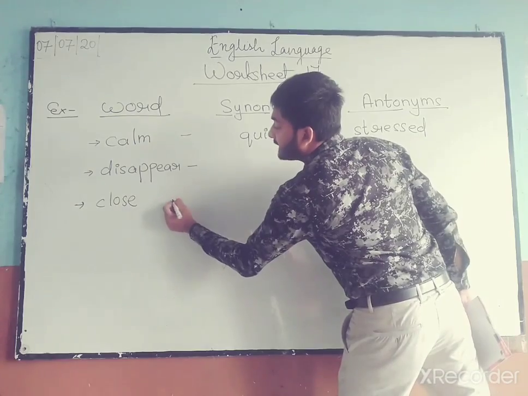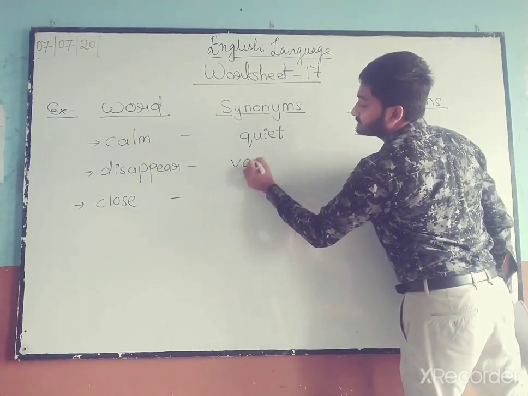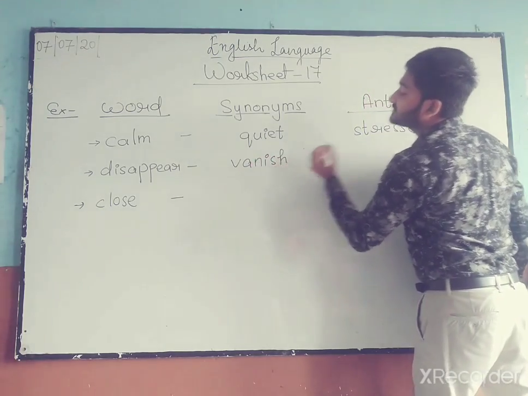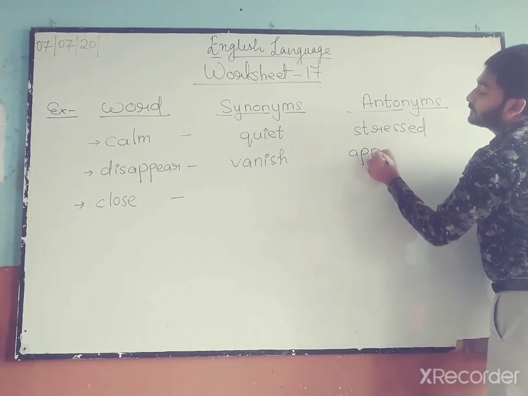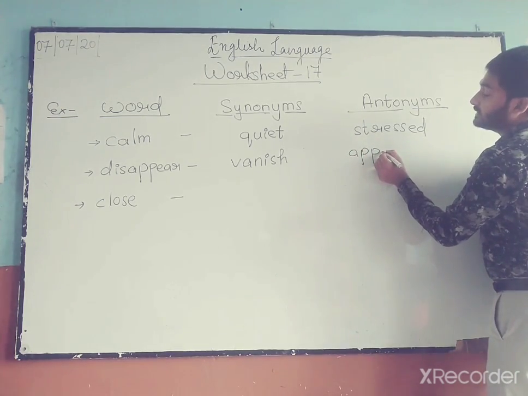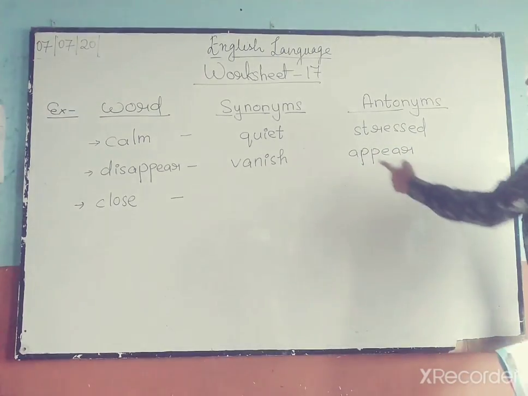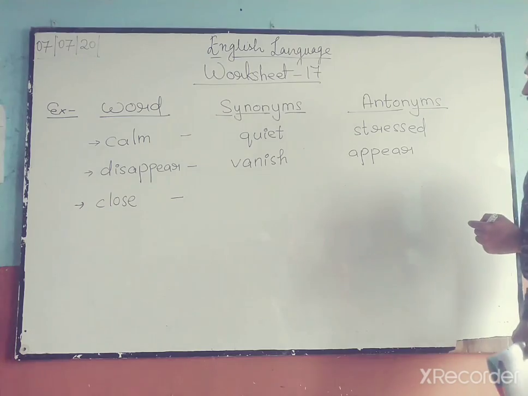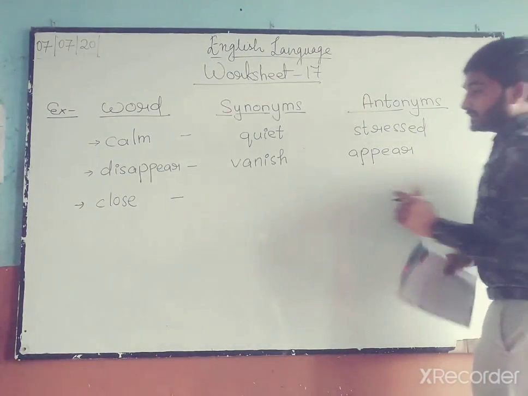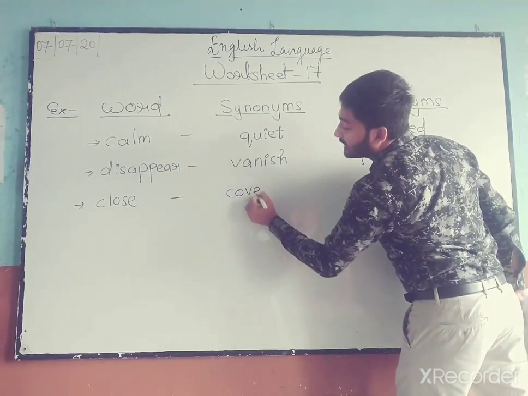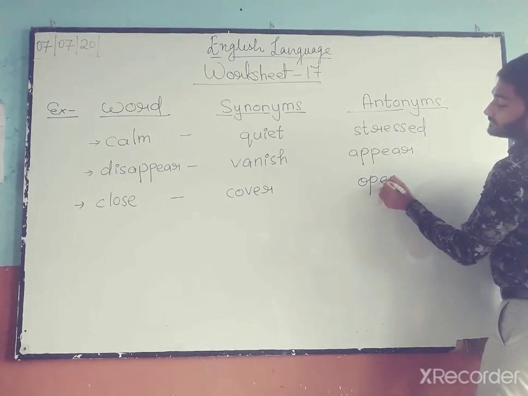Disappear means gayab ho jana. What can we write in synonyms? We can write vanish. And antonym for disappear we can write appear. We just have to remove its prefix. We will write just the root word. Now close means band ho jana, or cover up. That means we can write cover as its synonym and open as its antonym.